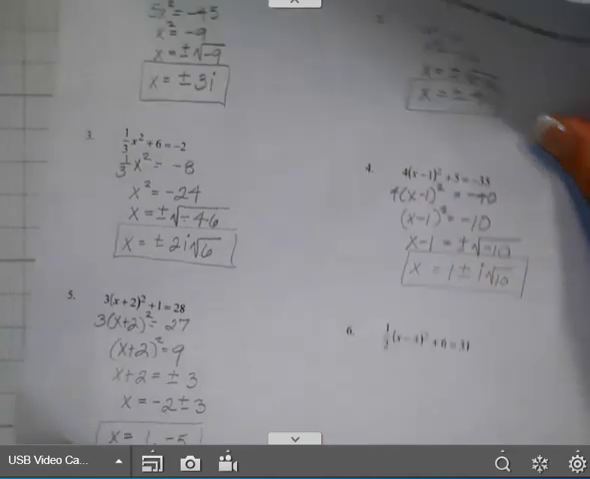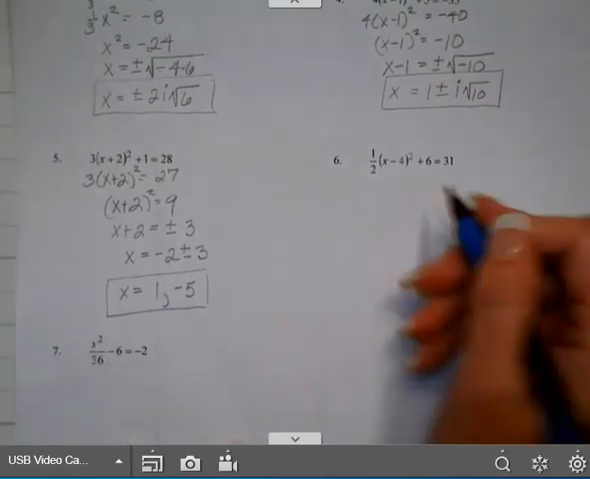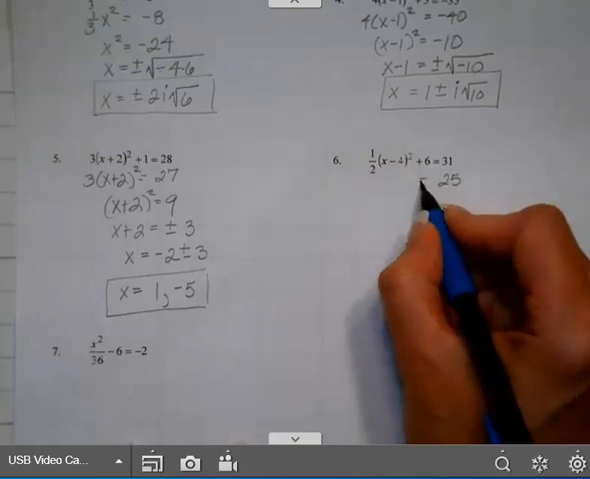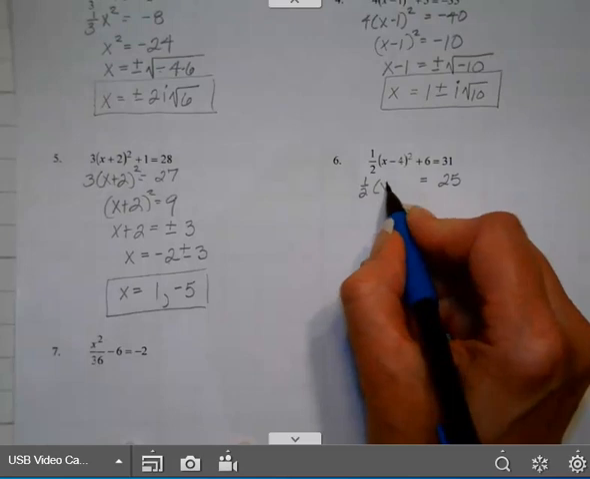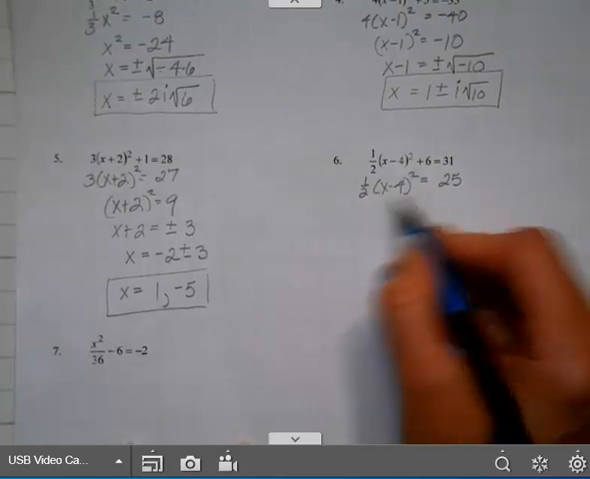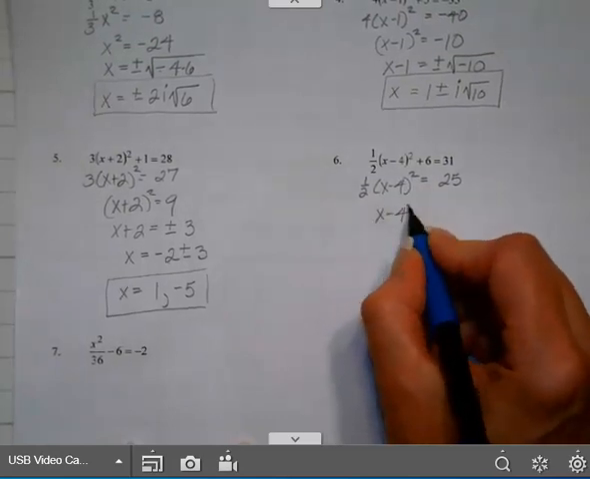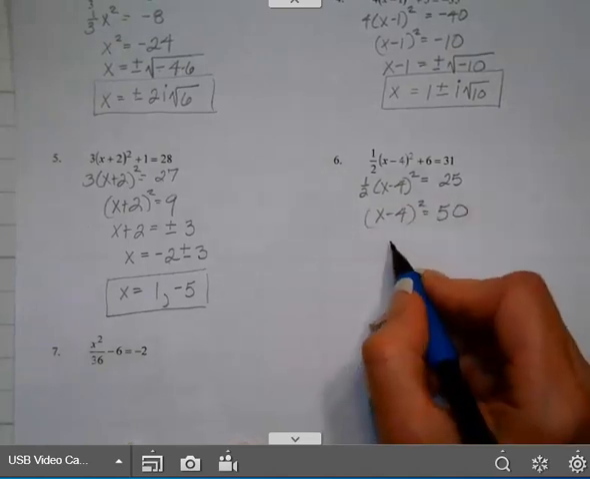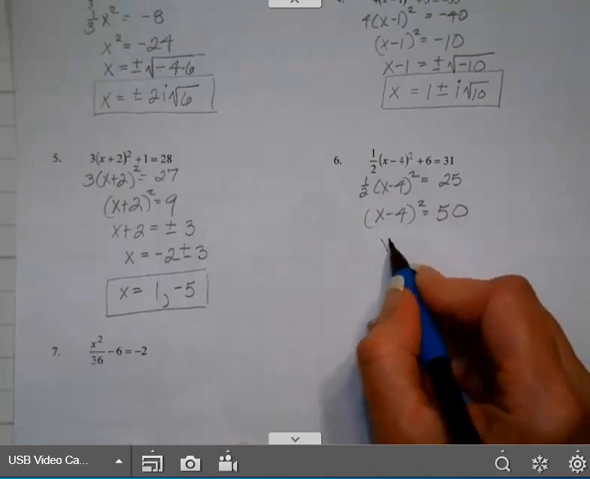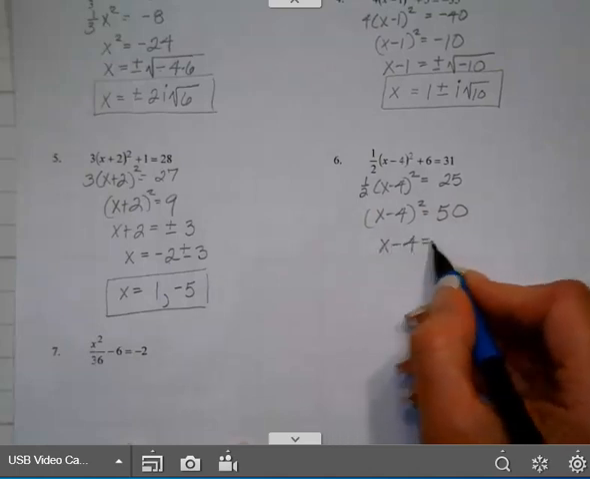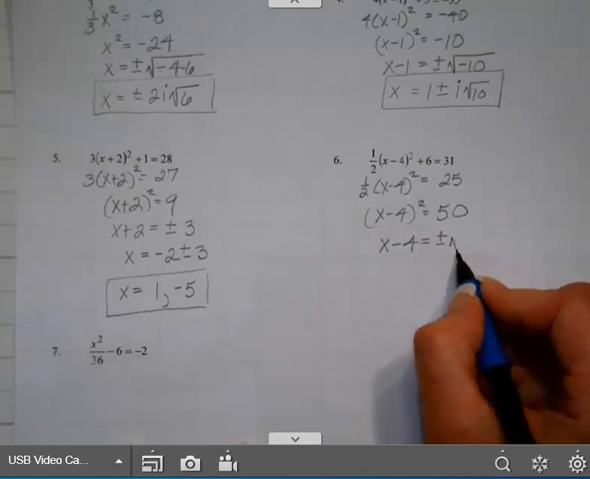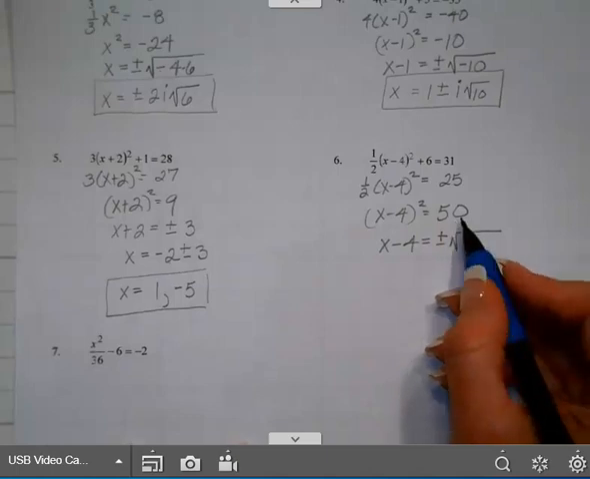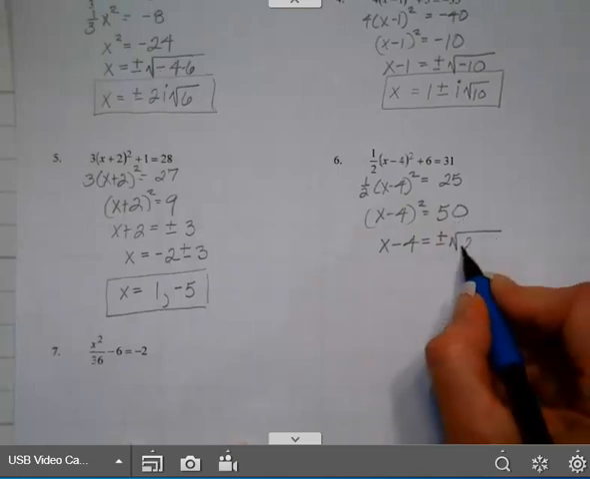On the next one, number 6, I'm going to subtract 6 from both sides. Then multiply by 2. And then I'm going to take the square root of both sides. So that will give me plus or minus the square root of 50. And notice there's no negative on it, so I won't have an i. But there is a perfect square that goes into 50. 25 goes into that.